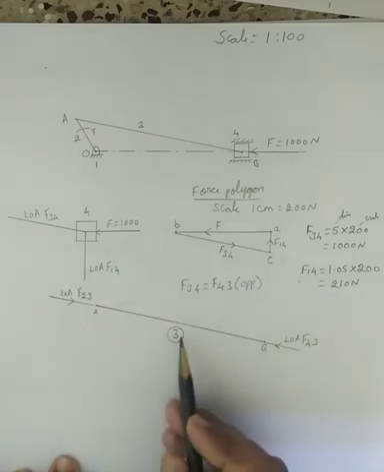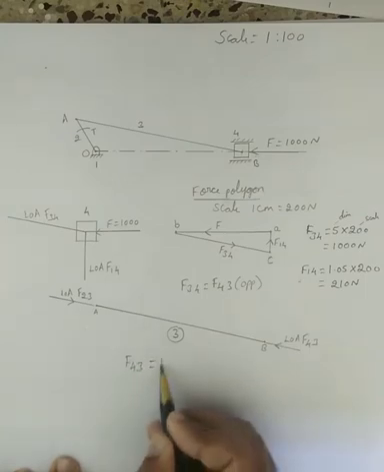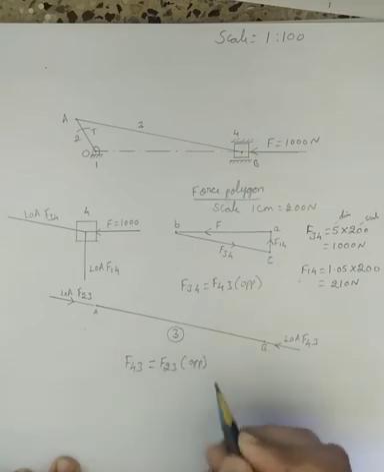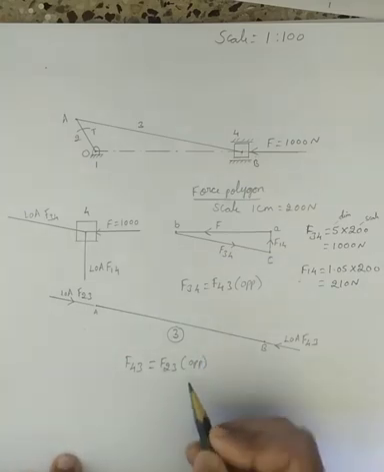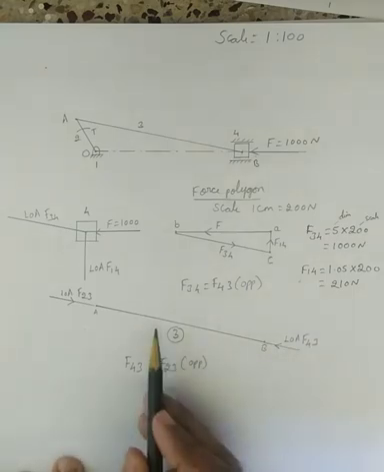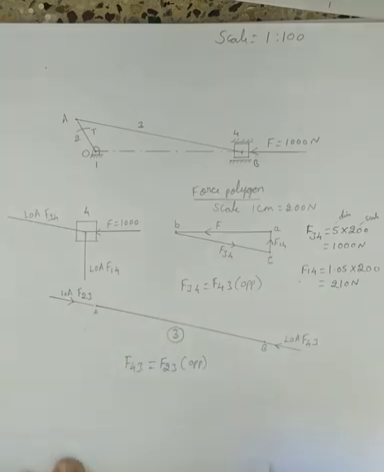Based upon link 3, what we can conclude is F43 is equal to F23, but in the opposite direction. The magnitude will be the same, but the direction will be opposite. So F43 is acting upwards, which means F23 is acting downwards. Now we know the line of action of F23 and F43, and the magnitude and direction.